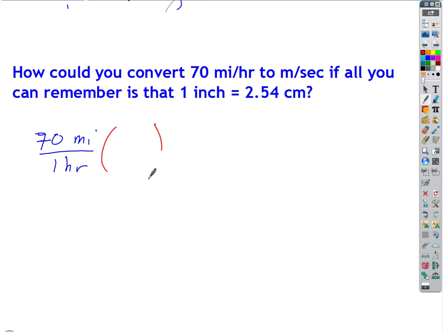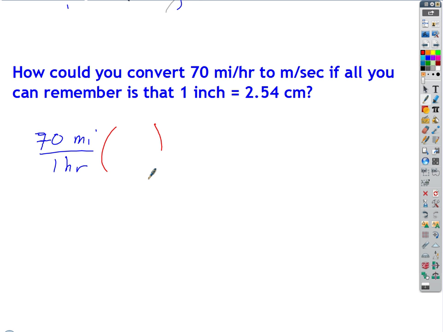So we want to get from miles to centimeters, and the place where we're going to go from conventional to metric is 1 inch equals 2.54 centimeters. So this could be a long path, but that's all right. We're just going to multiply by a series of changers. We've got to get from miles to inches, and then we can go from inches to centimeters, right? Does that make sense? Okay.